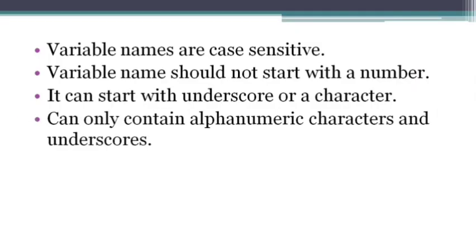The next rule is that it can only contain alphanumeric characters and underscores. As I've already shown you in examples of variables, I've used underscores and alphanumeric characters as well, keeping in mind the previous three rules. The next is that it cannot be a keyword.